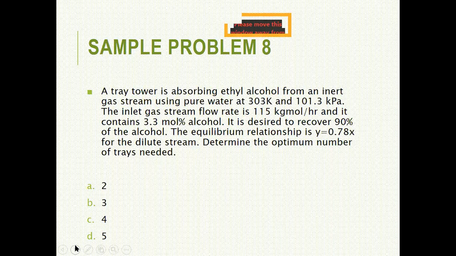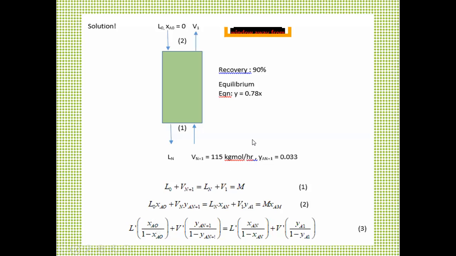In this problem, our answer for the optimum number of trays needed is 4. But the question is, how did this 4 come about? So we will go now to the solution of this problem. Let's, for example, illustrate in a simple rectangular block the absorption tower. So your stream to be processed is introduced at the bottom. The solvent is introduced on top. The solvent is pure. It doesn't contain any component other than the solvent water. And your recovery is 90%.